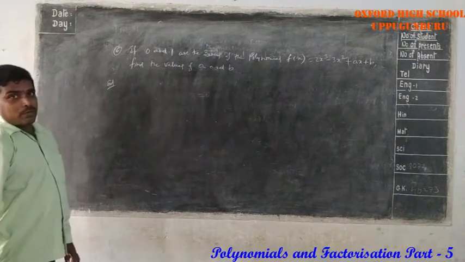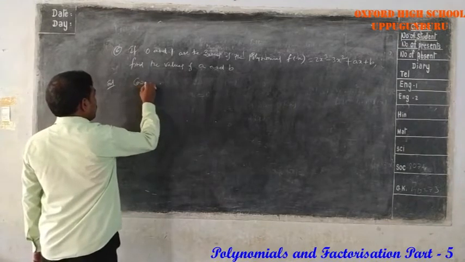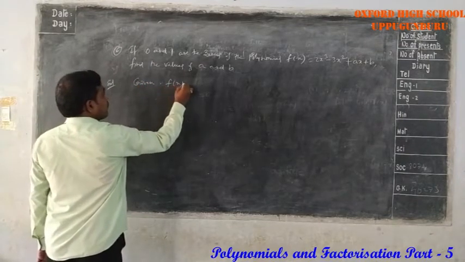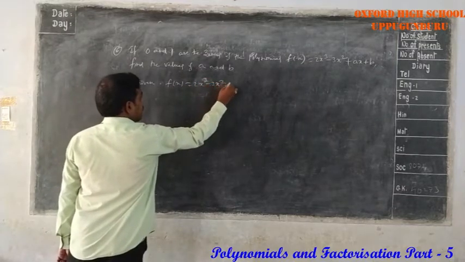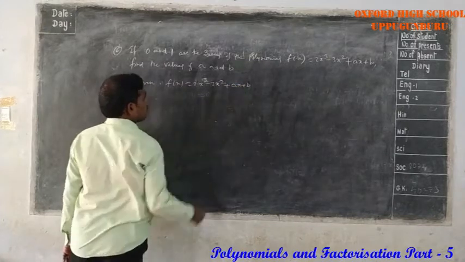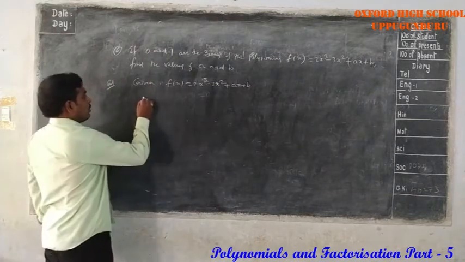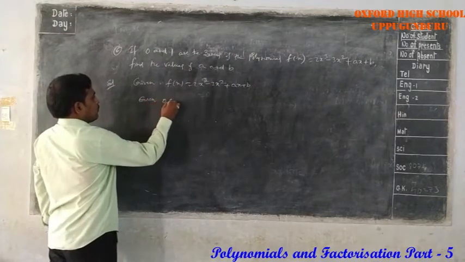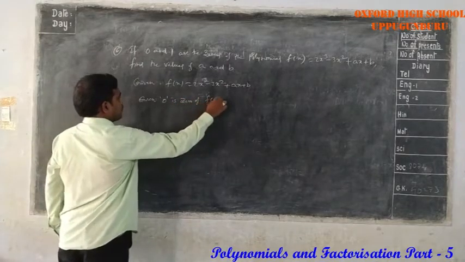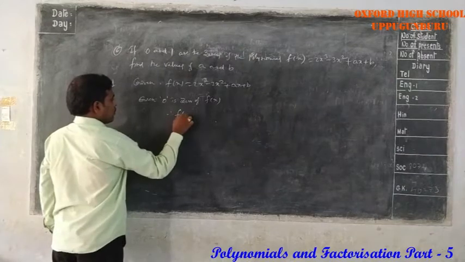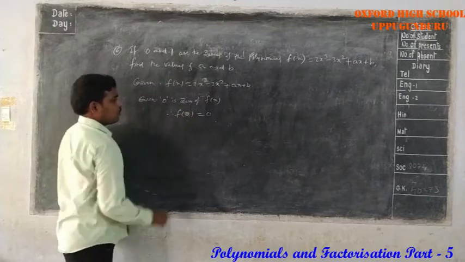In the fifth problem, what did we have to do? In the same way, you have to do this one. First, what is the polynomial they give? Given f of x equal to 2x cube minus 3x square plus ax plus b. What is the first condition they give? 0 is 0 of the polynomial. Given 0 is 0 of f of x. That means, therefore, f of 0 equal to 0.